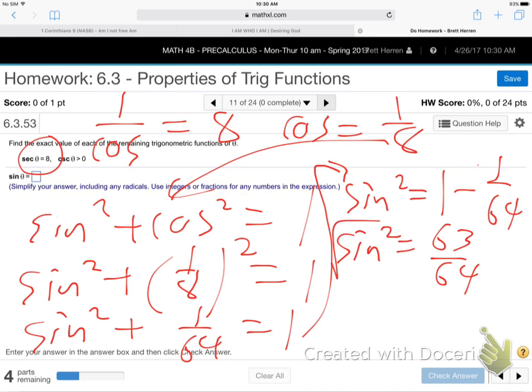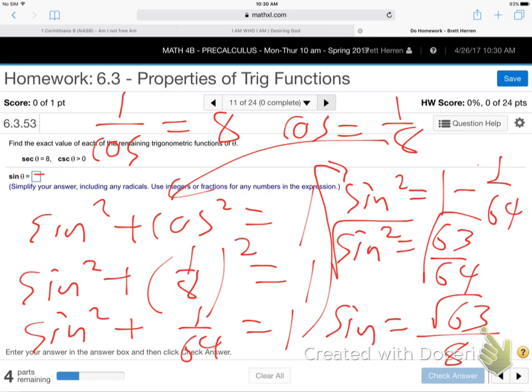Good. Roof on the house, roof on the house. Sine is, the square root cannot root the top, but it does root the bottom, so it vanishes from the bottom. Is that positive or negative? Yeah, how do you know right away it's positive? Well, even if I don't find the quadrant, look at cosecant.